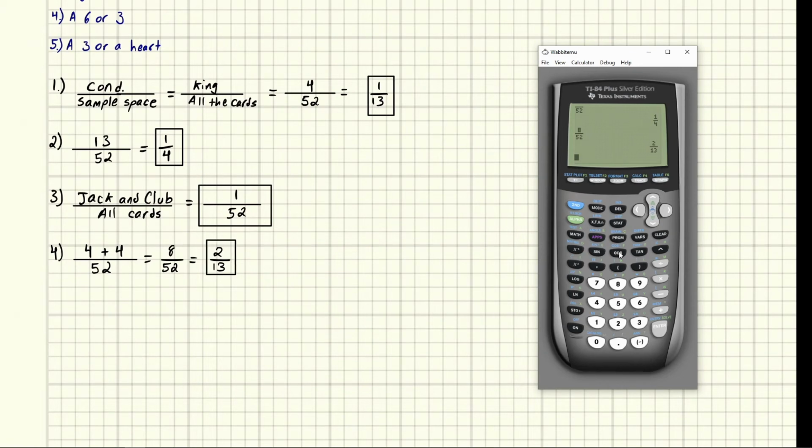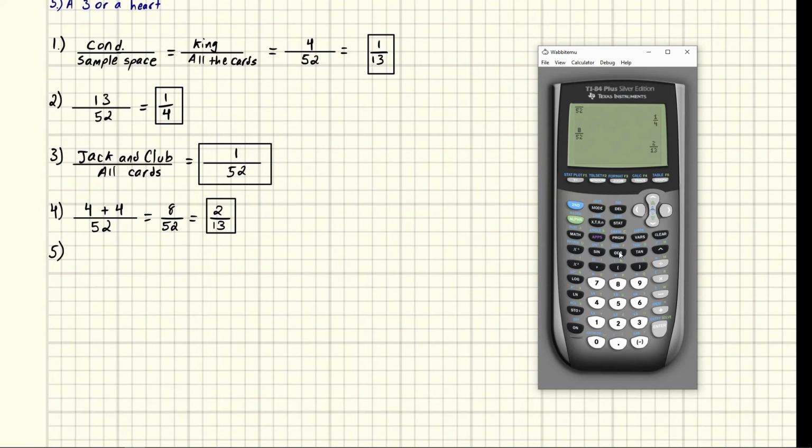Cool, cool, cool. And now our last one, number 5, is a 3 or a heart. And so we say, a 3 or a heart. So our bottom number is still 52, just like it was before. But 3s and hearts. Okay, so we know there are 4 cards that are 3s. So we put a 4 down. And we know, well, the or means to add, that there are 13 cards that are hearts.